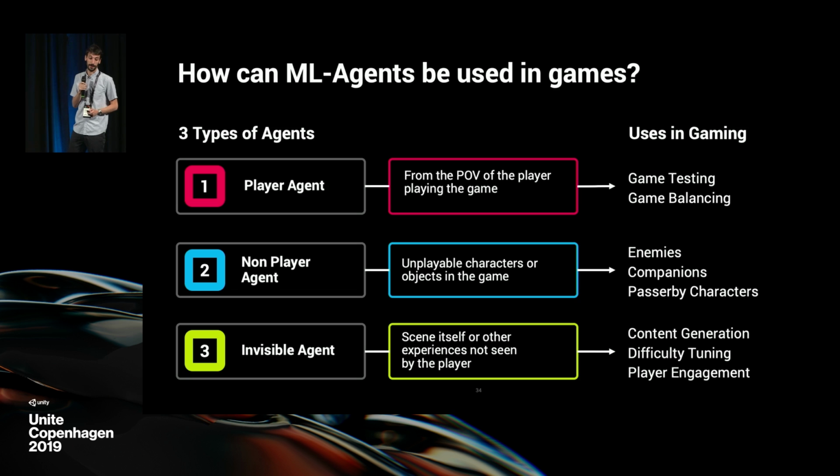You also have non-player agents. These are physical incarnations in the game that will be alongside the player. They can be enemies, they can be companions, or just characters in the game that the player can interact with that are augmented with machine learning. The third type are invisible agents. Invisible agents just control some aspects of the game, for example difficulty, and they just tune the experience of the player.